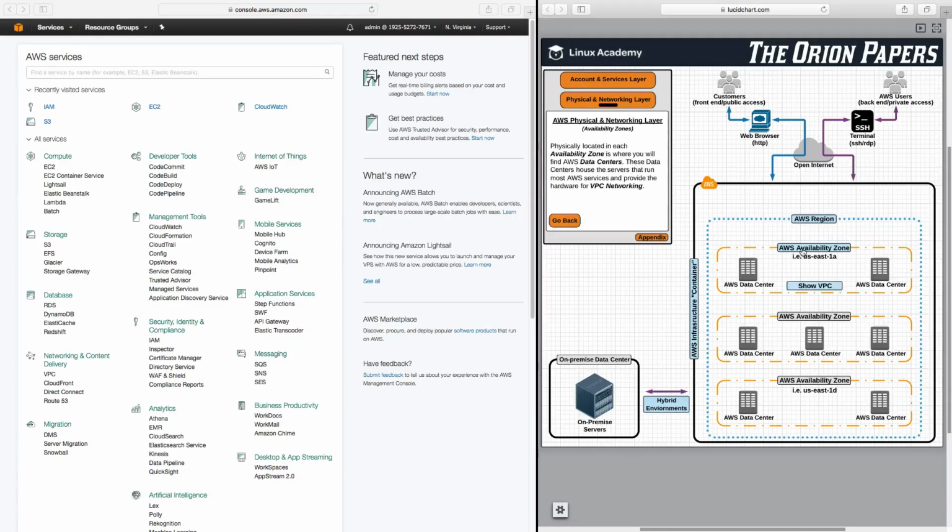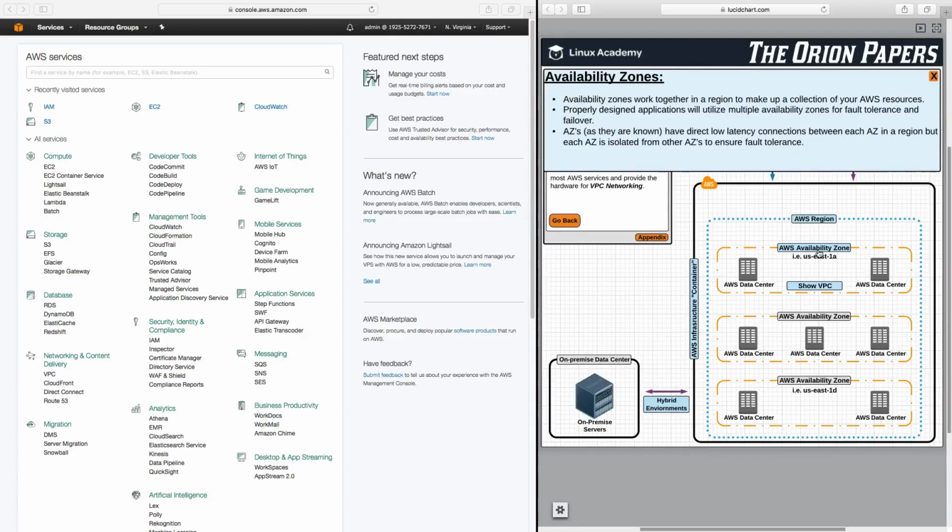So looking at an availability zone, the availability zones are where the actual data centers are located. So within a region, there's generally 3 or 4 availability zones. And availability zones, taking a look at the definition of these, work together in a region to make up a collection of AWS resources. But properly designed applications will utilize multiple availability zones for fault tolerance and failover.